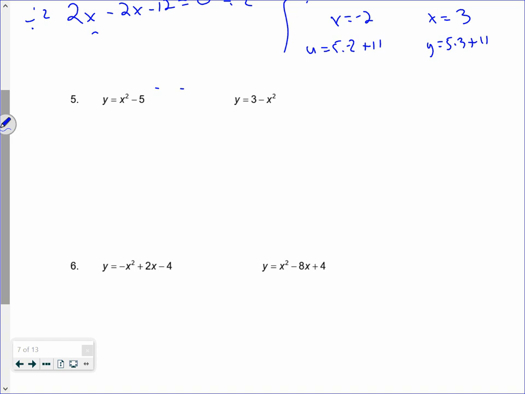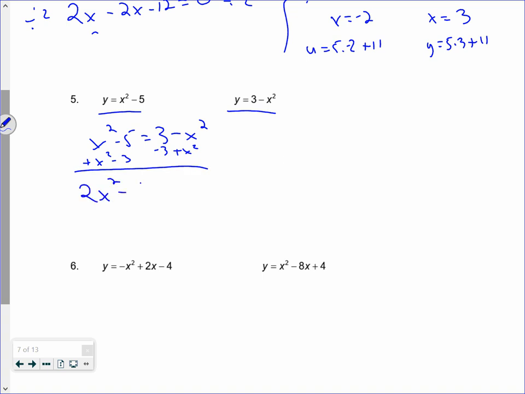Okay, this time I have 2 parabolas. I have a parabola that opens up, and I have a parabola that opens down. Start by setting them equal to each other. It's a quadratic because it's got an x squared, so we need to move everything to one side. My preference would be to move it to the left. I'm going to add the x squared to both sides, and I'm going to subtract the 3. And I get 2x squared minus 8 equals 0.